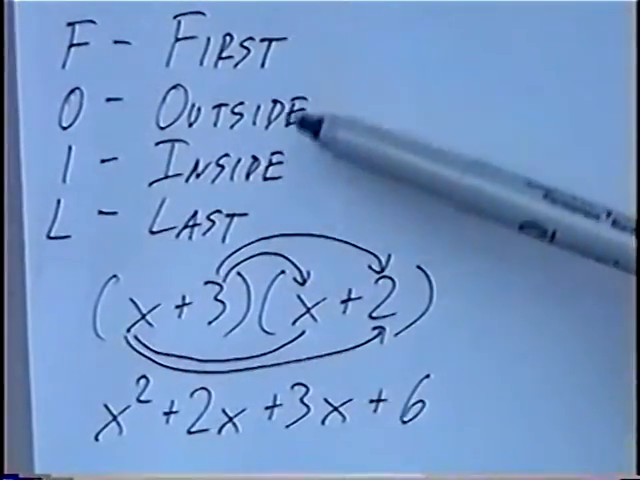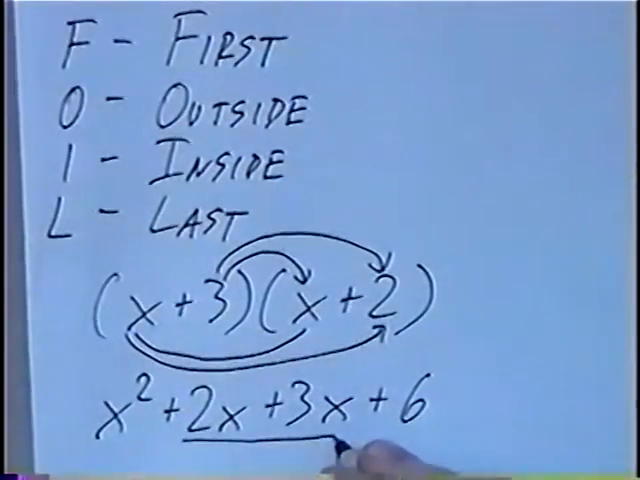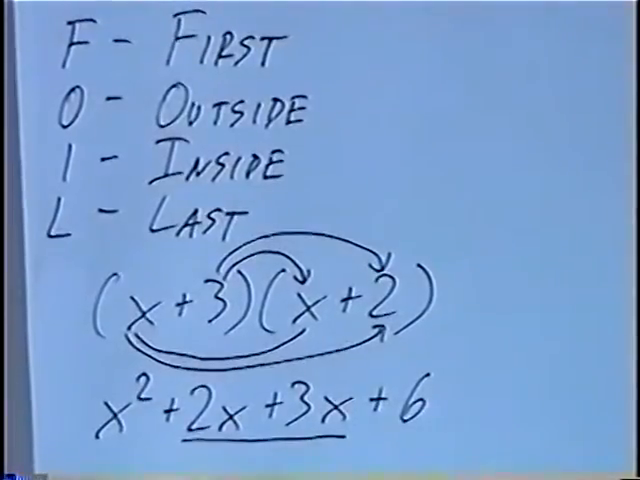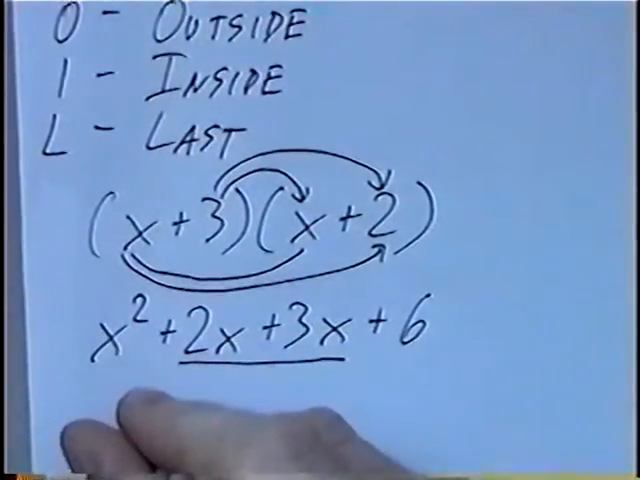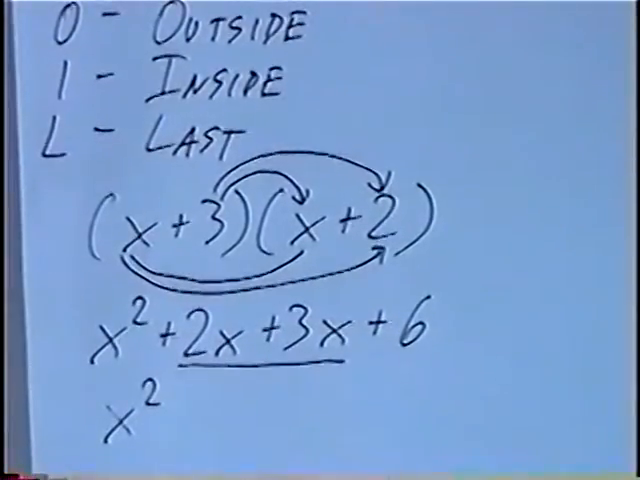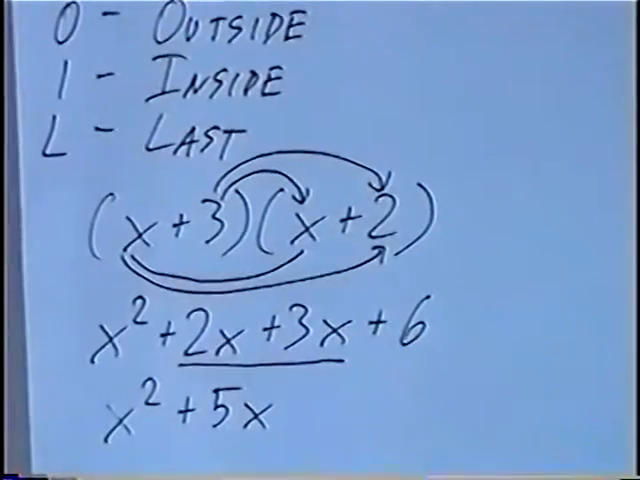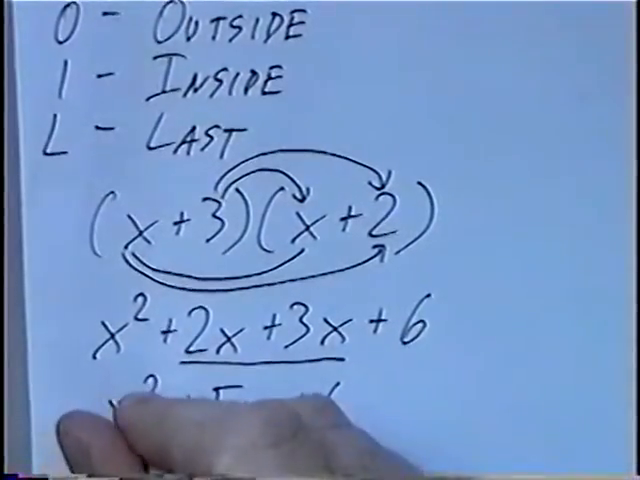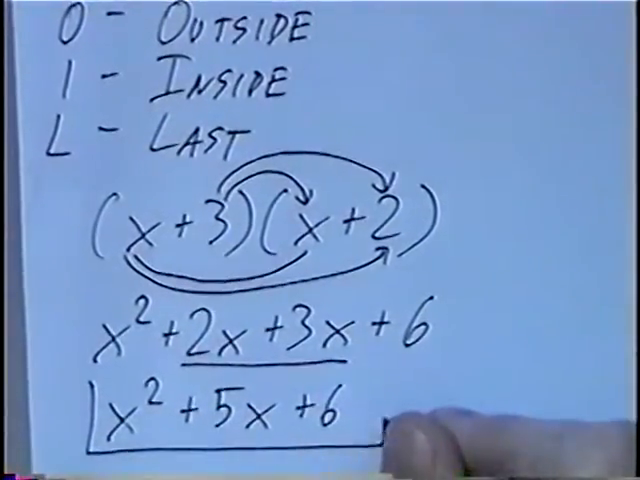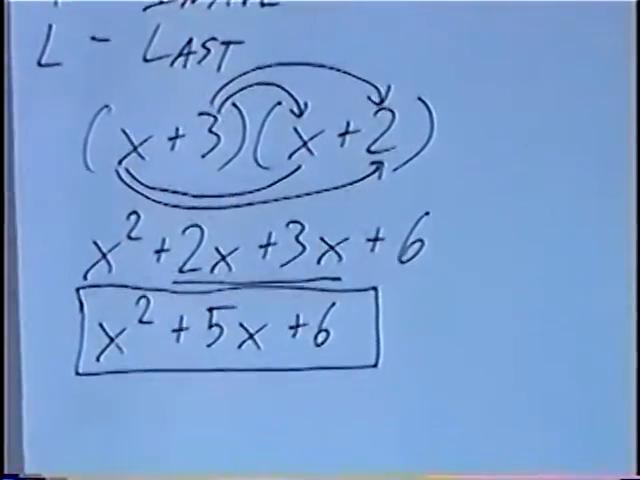Multiplying using FOIL has 4 steps, so we'll have 4 terms. In most cases, you'll be able to combine like terms, which will be the middle 2 terms, to get our final answer. So the answer to this question would be x squared. Combining 2x plus 3x would be a positive 5x, and the 6 would stay the same. So our final answer after multiplying is x squared plus 5x plus 6.